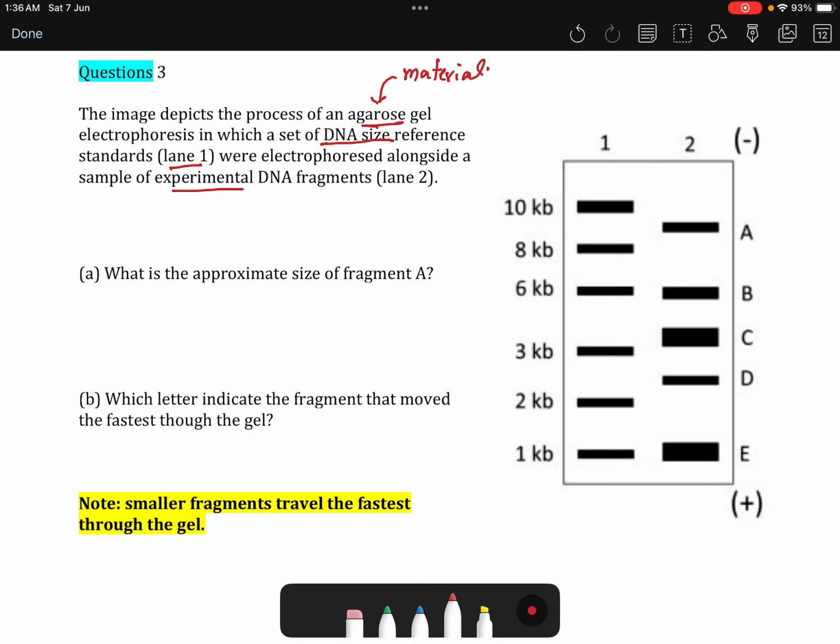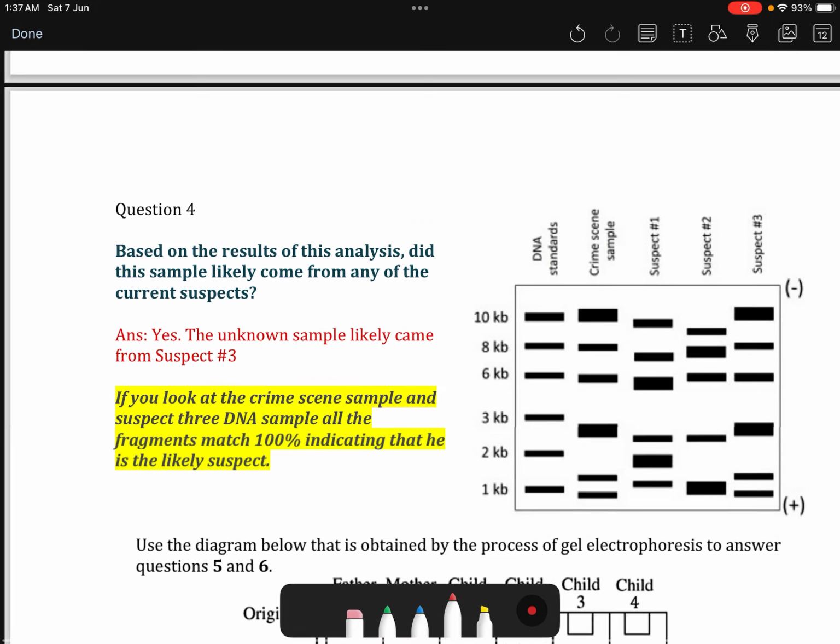We have lane 1, which is a marker lane, the standard one, and lane 2 is your experiment. We have the negative charge and the positive charge. We got 5 bands, A, B, C, D, and E, and here we have the standard band. What is the approximate size of fragment A? Fragment A is over here, so it's almost 9 kb. Which letter indicates the fragment that moves the fastest? Of course, the one which is the smallest, so it is E. The smaller the fragment, the faster it travels through the gel, which we know already.